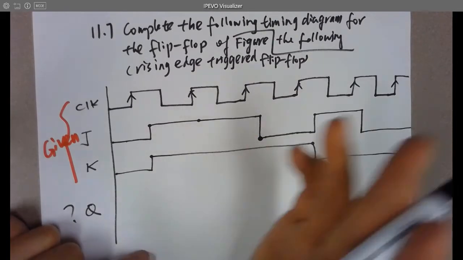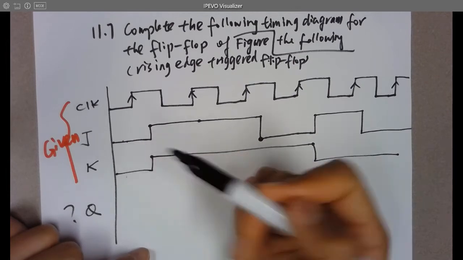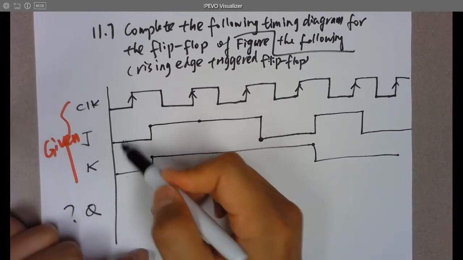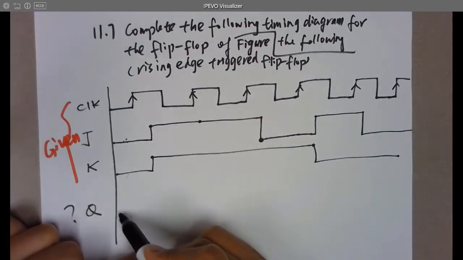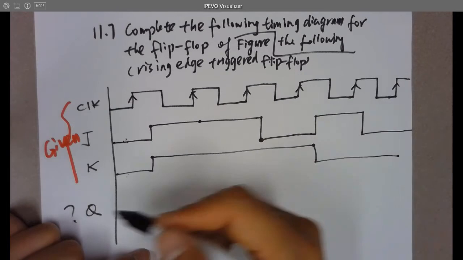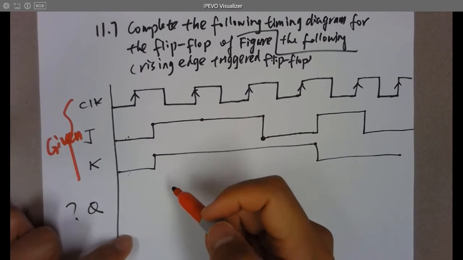But the prerequisite is that the JK signals have to be different. If they are both zeros, then it's a memory. It's just following the previous state for Q. If they are both ones, you need to toggle your signal. So these are the only two things you need to keep in mind.